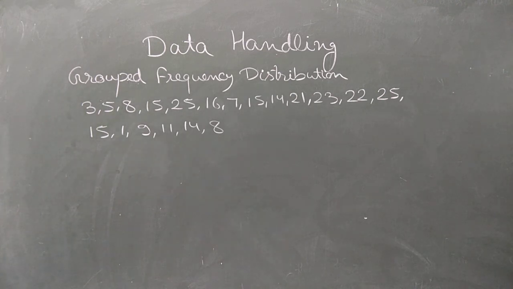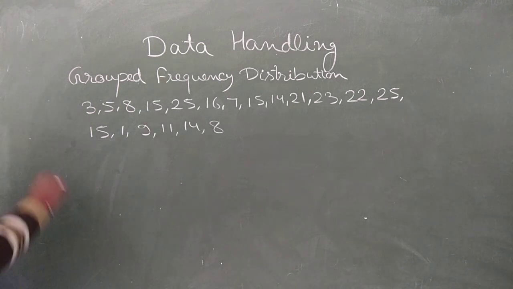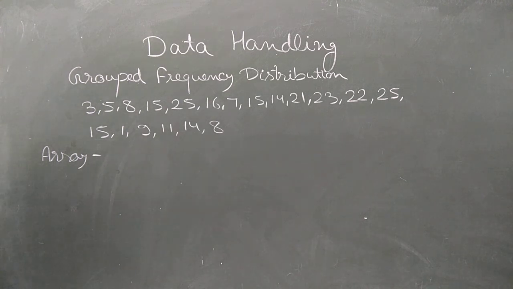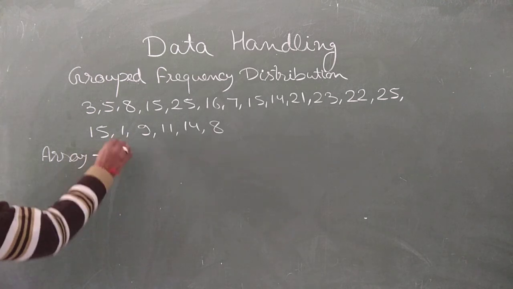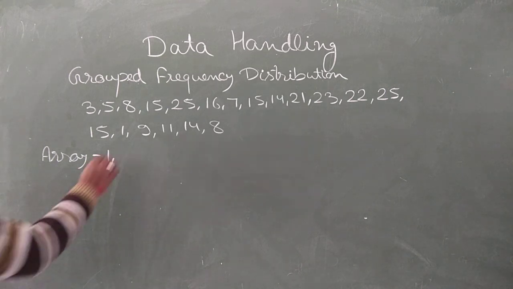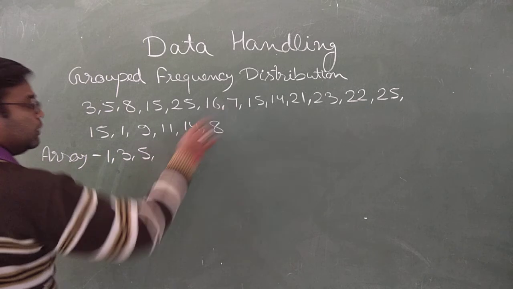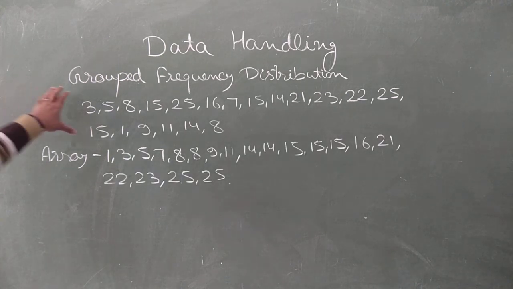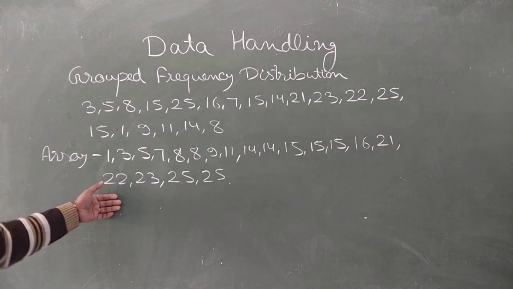Now, first we convert this data into array format. In case of an array, we first arrange the data starting from the very first, the smallest one, which is 1, then 1, 3, 5, 7, 8. Now we arrange them in array data. So when we arrange this raw data in array format, this is the output.